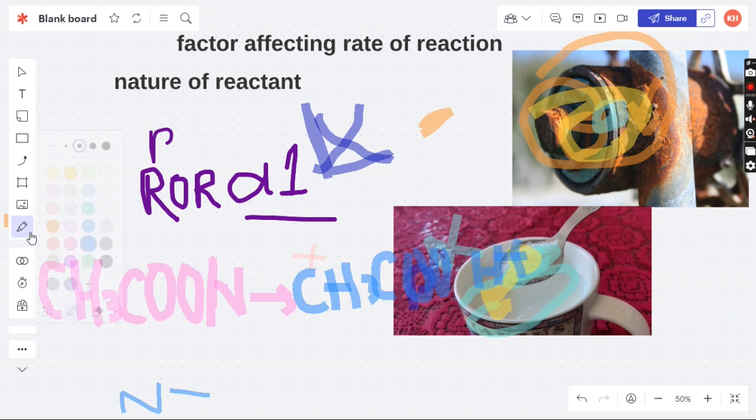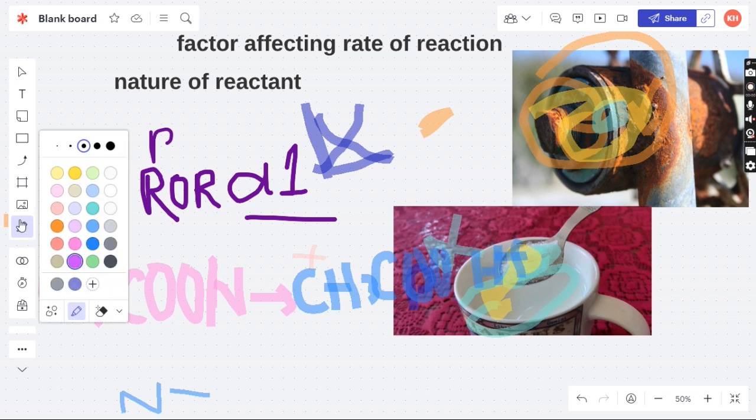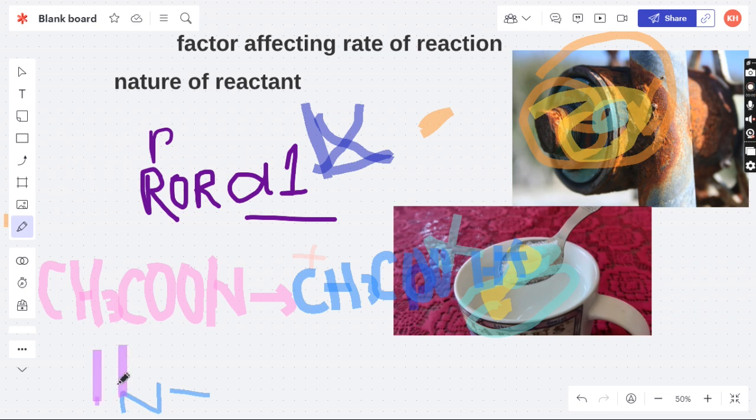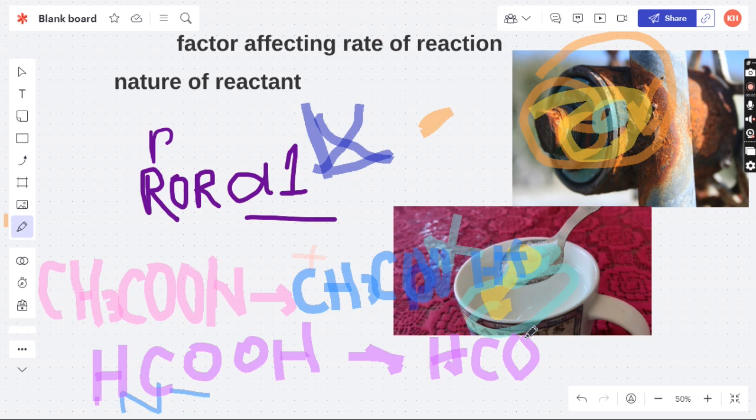And on the other hand, we have HCOOH, which is formic acid. This reaction is something like this: HCOOH gives HCOO negative plus H. Here we are talking about the stability of the product. So this is the reaction given here.